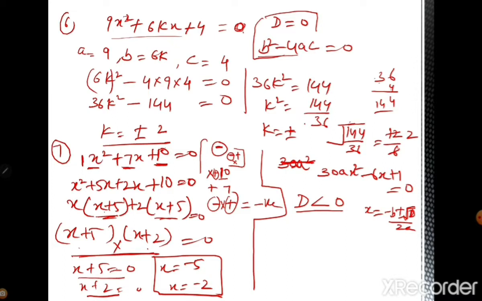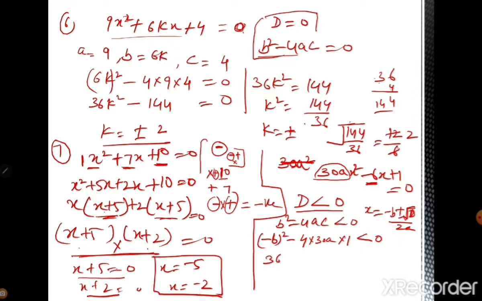So D is less than 0 means your discriminant, that is b square minus 4ac, is less than 0. So your b is minus 6. We'll substitute the values here now. Minus 6 square minus 4, a is 30a, and c is 1, is less than 0. So this is your a, 30a. And this is b, the coefficient of x, that is minus 6. And the constant is c. So we'll substitute the values here.